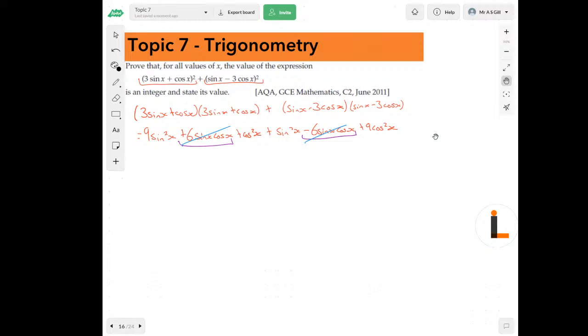And then I'm just going to try and group like terms. So we've got 9 sine squared x, I'm going to put plus 9 cos squared x, plus cos squared x plus sine squared x. And then simplify this, we get 10 sine squared x plus 10 cos squared x. And like we said, sine squared x plus cos squared x equals 1. And then we can just multiply through and have some coefficients there as long as we keep it consistent. So this is just going to equal 10.